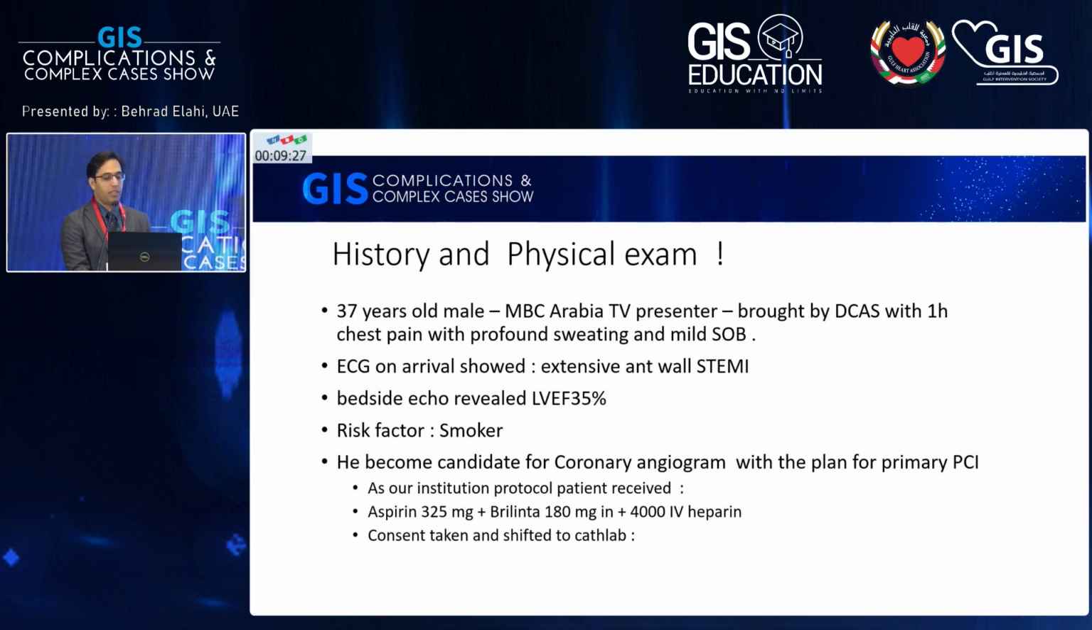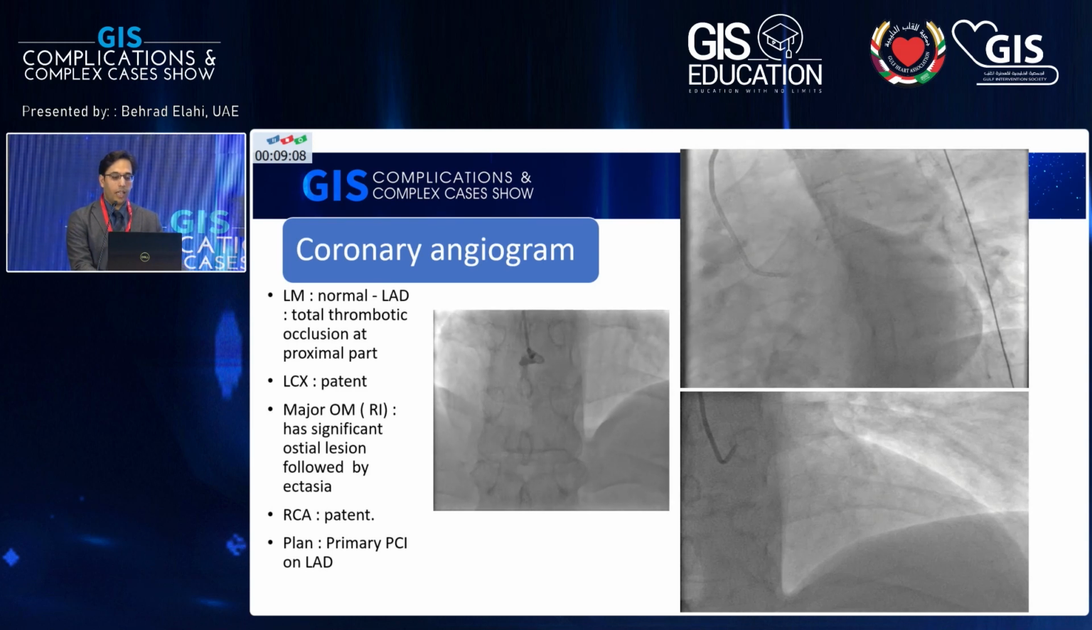I have a patient, a 37-year-old man. He just came with the anterior ST elevation MI, with the extensive MI with the ejection fraction of around 35 to 40%. And as usual, we shift the patient to the cath lab after loading the dual antiplatelet therapy and giving a loading dose of the heparin for the primary PCI. Here's the angiogram of the patient.